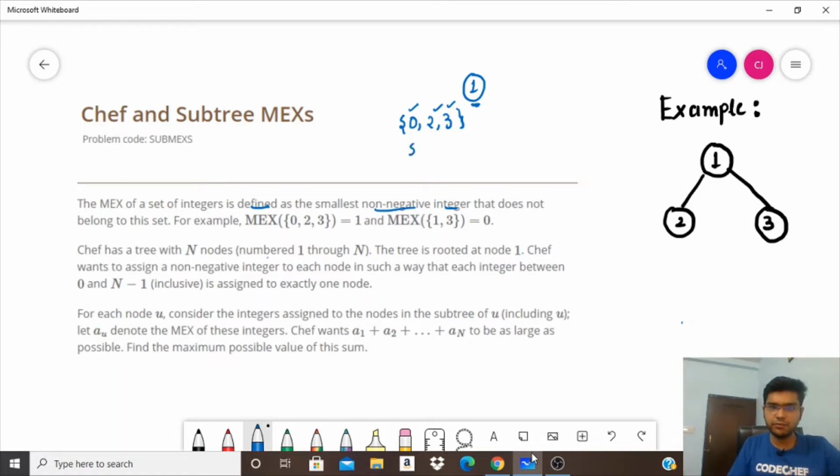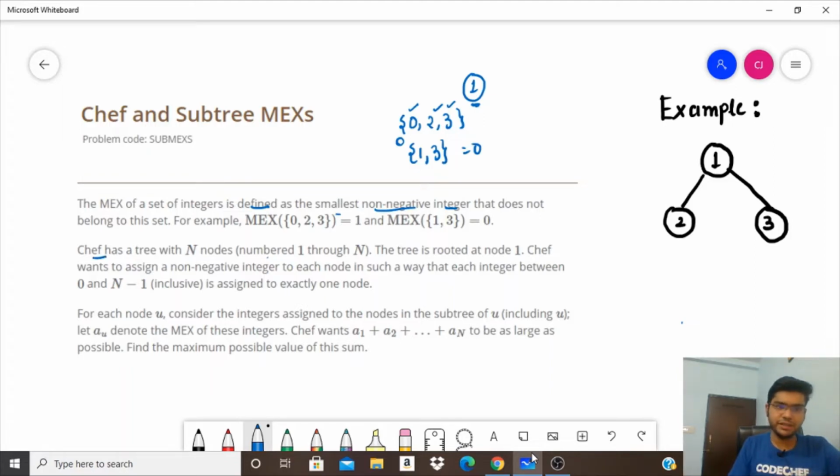Similarly, if we take another example, the MEX of 1 comma 3 will be 0. Why? Because the smallest non-negative integer, I did not mean positive, the smallest non-negative integer is 0, that is not present here. So the MEX of 1 comma 3 is 0. 2 is also not present in the set, but we need to determine only the smallest non-negative integer, right? So it is 0. So this is the definition of MEX.